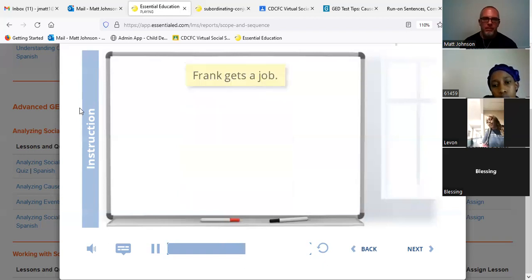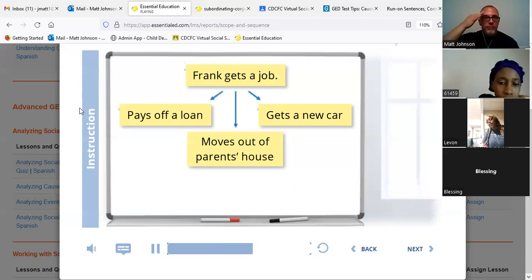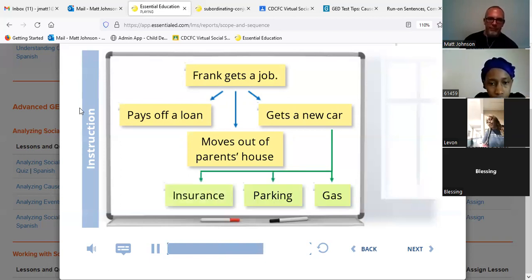Frank gets a job. Frank pays back a loan. Frank gets a new car. Frank moves out of his parents' house. One cause, three effects. Sometimes effects can become new causes, too. Frank gets a new car, but now Frank has to pay for gas. Frank needs a parking spot. Frank needs insurance. This kind of branching cause and effect can describe almost any series of events, from a court trial to world history.